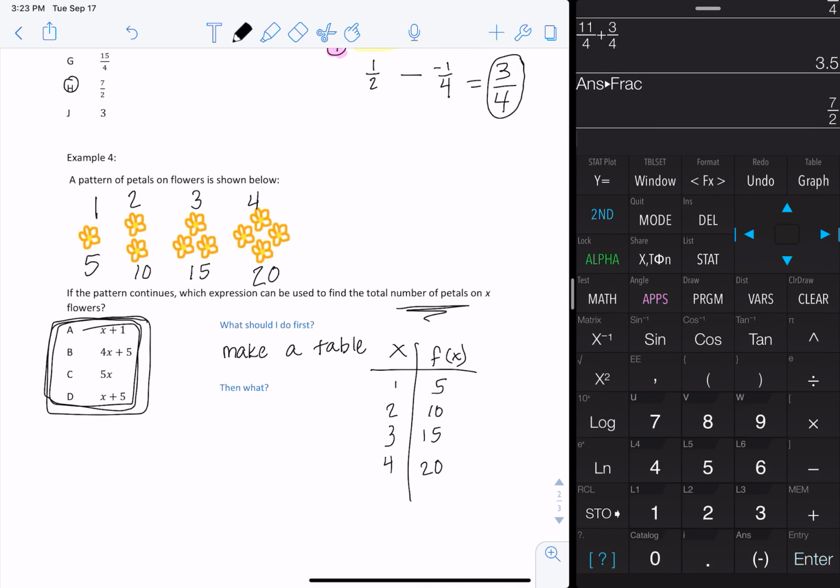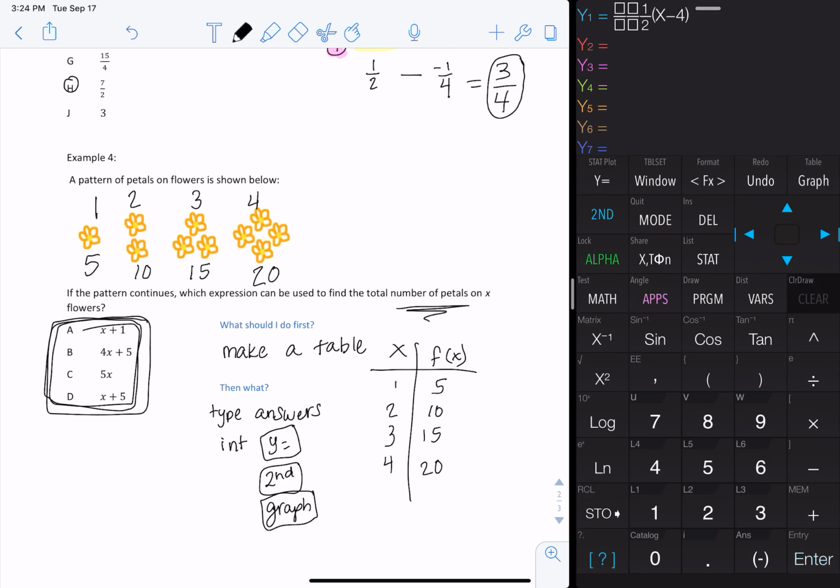So after you make a table, then you're going to type your answer choices into y equals, just like we did on the other ones. Then push second graph so you can see which of those tables would match this one that you built. All right, so y equals the first equation. Our expression is x plus 1.